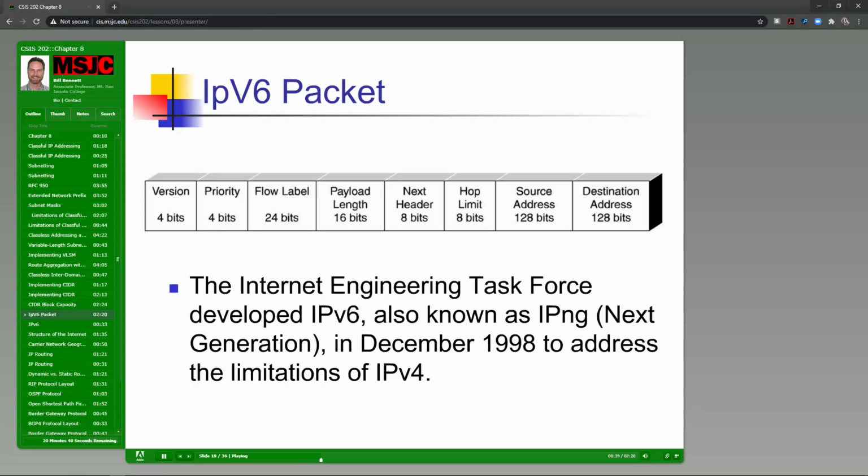Let's go through the packet makeup here, the header makeup, real quick. First of all, you have the version, which identifies the version of the packet, whether it's IP version 4 or 6.